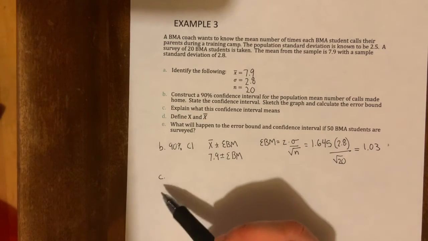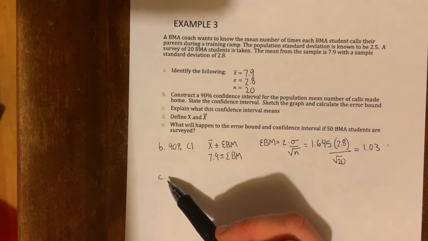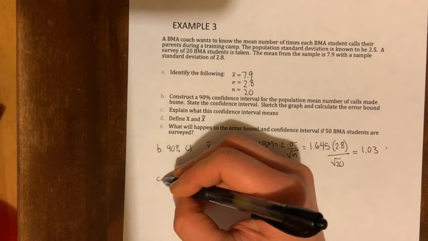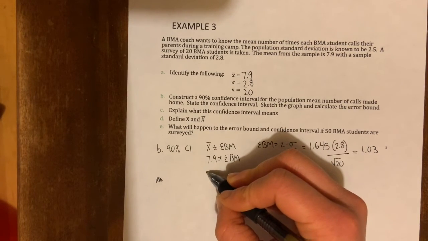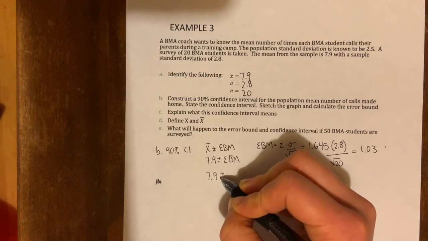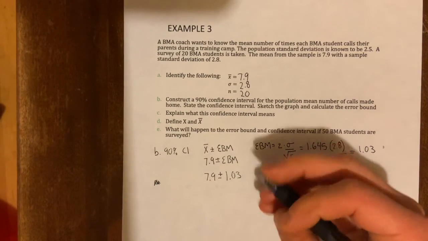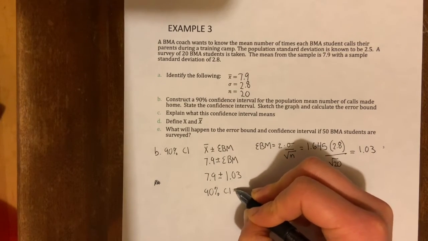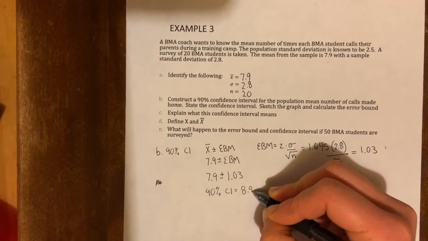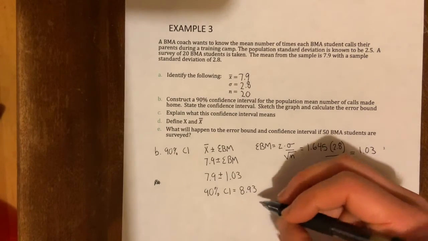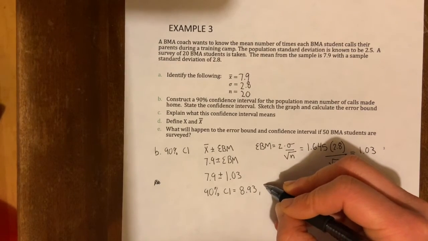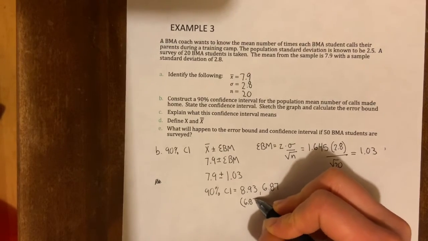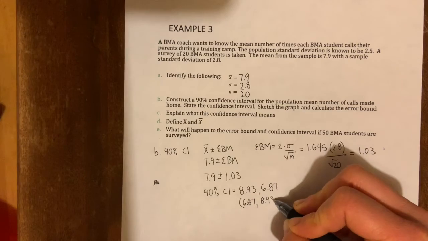Looking at this, for part C, the confidence interval, explain what that means. Oh, sorry, we have not finished this one. We've calculated the error bound margin, but we still need to know the confidence interval would be 7.9 plus or minus 1.03. So that means our 90% confidence interval is equal to 6.87 and 8.93. Sorry, I've written those backwards. 6.87, 8.93 times.